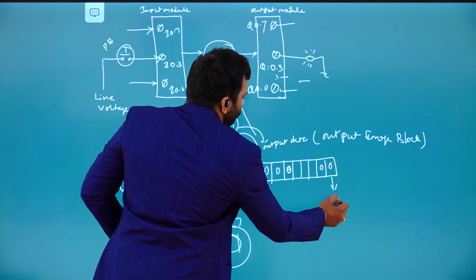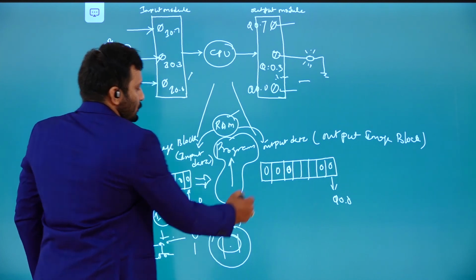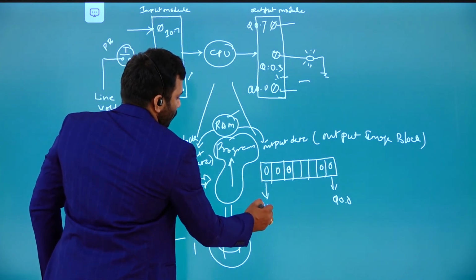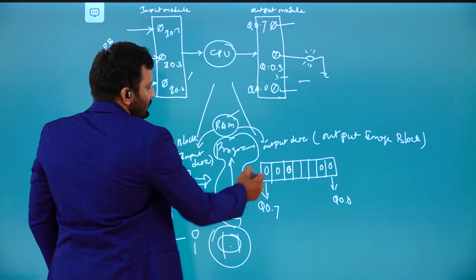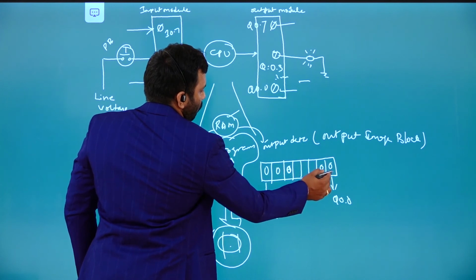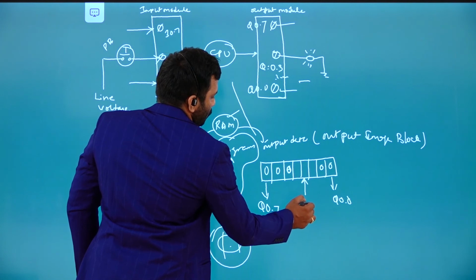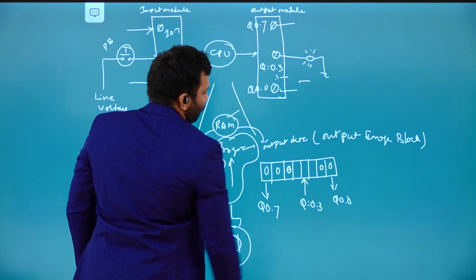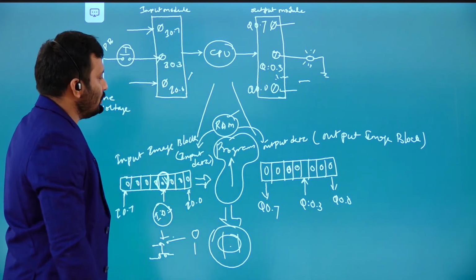This one, what is it going to be? It is a reflection of the first terminal. This is going to be the reflection of Q0.7, where 7 means the last terminal. Like that, 3 means 1, 2, 3, the fourth terminal. This address is going to become Q0.3. That means the remaining bits are all going to be zeros only.